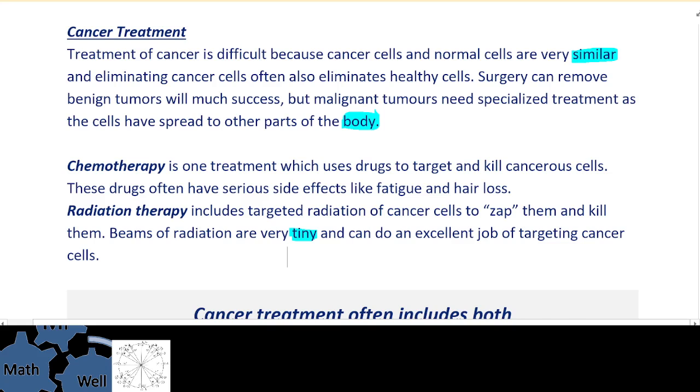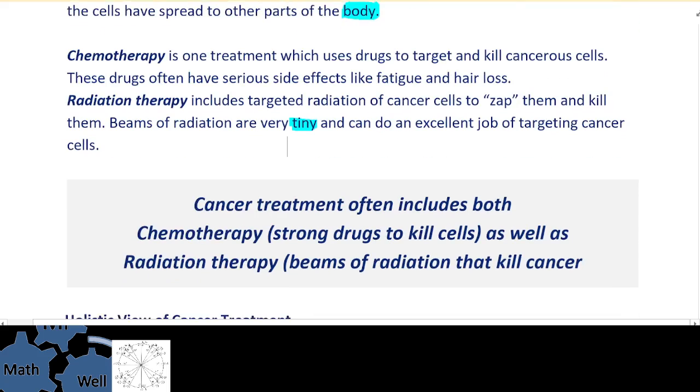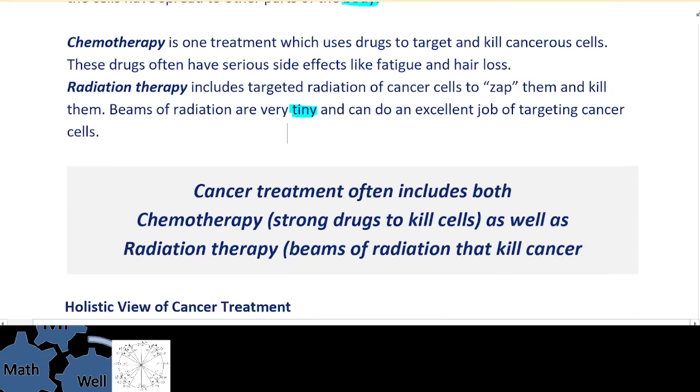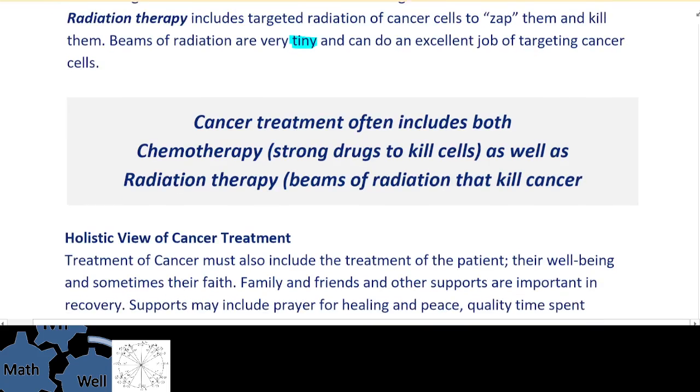So chemotherapy and radiation therapy are often used in combination to treat cancer. Just a bit of a summary here. Chemotherapy is the strong drugs that kill cells. Radiation therapy, beams of radiation that kill the cancer cells. And I think I missed a word there.